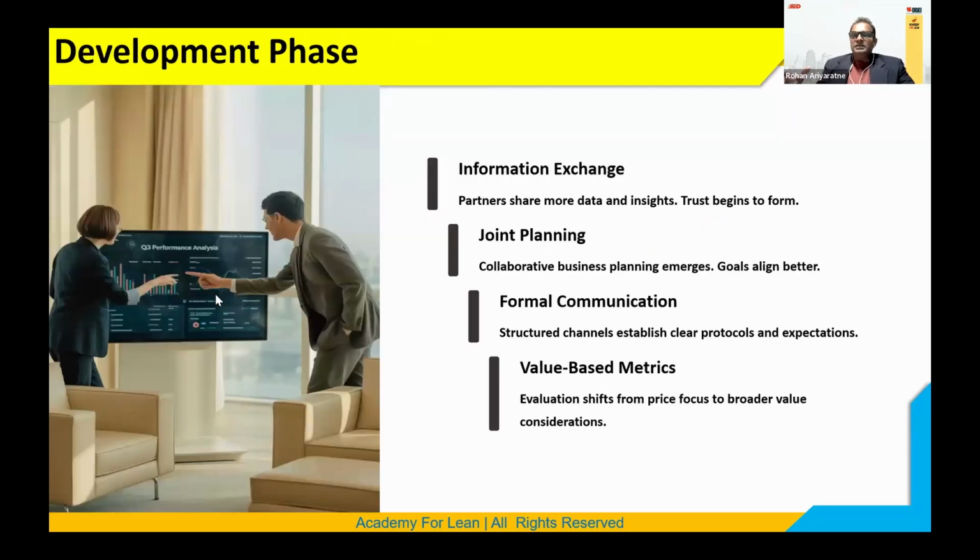Then when it comes to the development phase, when you are developing suppliers, look at this area. Information exchange between partners, share more data and insights. Trust begins to form. Very important point, because sometimes suppliers are not capturing data. At the end of the day, data will talk, right? So whatever you discuss, whatever innovation you do, at the end of the day, if you do not see the proper, exact data on whether they are performing or not, then business will struggle. Then you have to share your information.